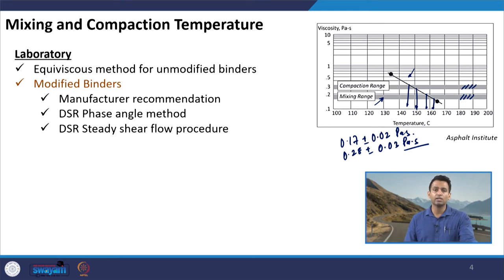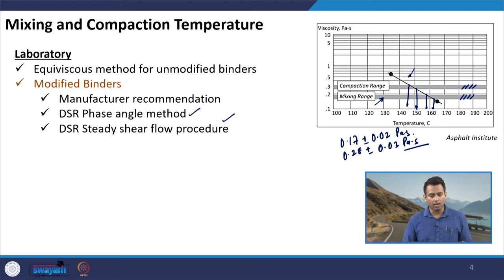A few of the guidelines say that the manufacturer recommendation should be taken to determine the appropriate range of mixing and compaction temperature. And then Asphalt Institute MS-2, from where I have taken most of the discussion related to mix design, has identified two additional methods. One is the DSR phase angle method, and the other is the DSR steady shear flow procedure. As the name indicates, mixing and compaction temperature using these procedures can be evaluated using a dynamic shear rheometer.